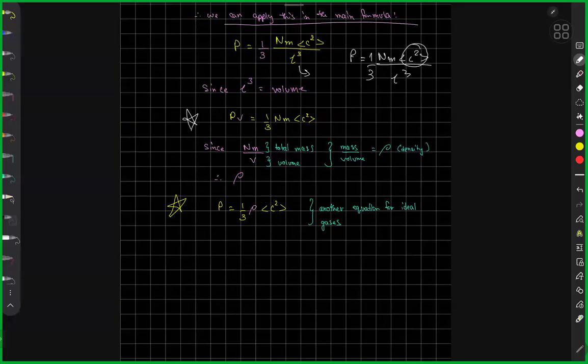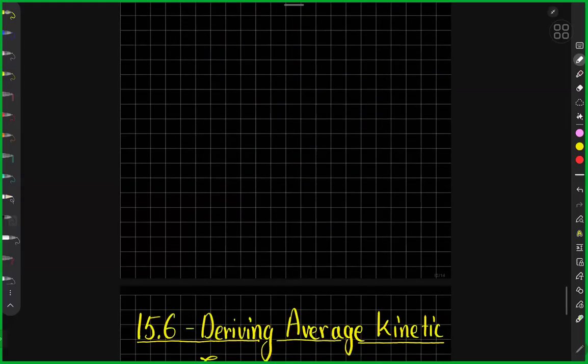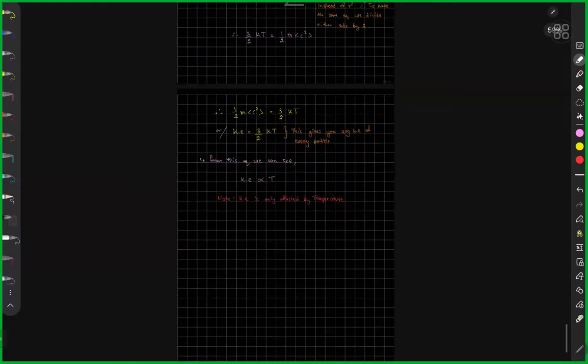And this, my friend, is something that you're going to use as well, because they're going to give you the density of gas in a box, and they'll ask you, what is the pressure exerted? Or if they give you the pressure and the density, they'll ask you, what is the mean square speed of the particles? Okay, great. If you understand that, you've done a good job till now.